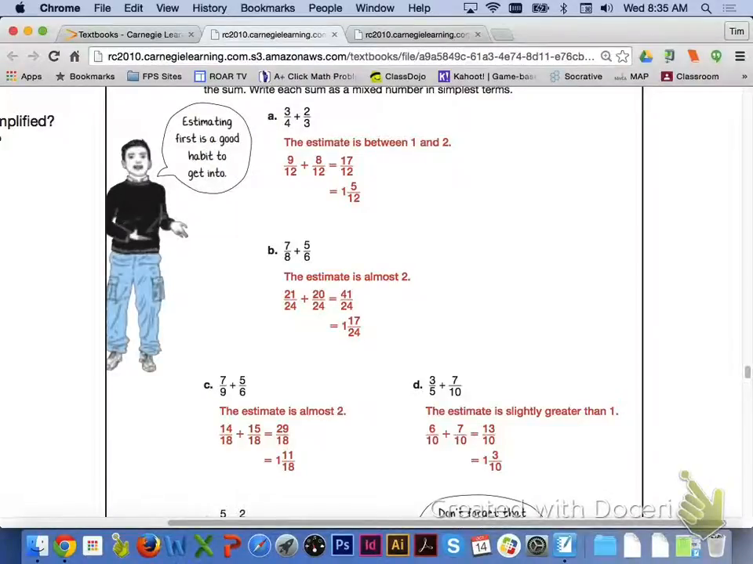Our estimate for letter A is going to be right around 1, in between 1 and 2, if we remember from our lesson 3.6 with adding and subtracting with fractions. We need to have a common denominator. So we are going to get 17/12. We turn that improper fraction into a mixed number and we get 1 5/12. For letter B, the estimate is going to be right around 2. 1 17/24 is going to be our answer. And for letter C, again, the estimate is almost going to be 2, 1 11/18 for our mixed number.